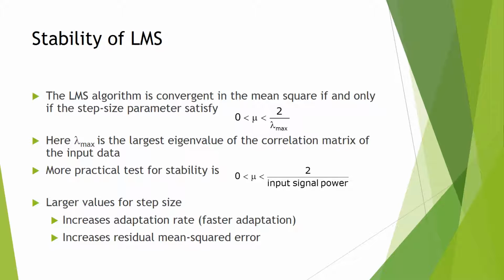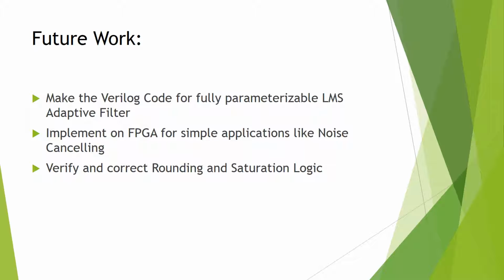So this was my presentation, and there are some future works that can be done, such as making the Verilog code for a fully parameterizable LMS filter. The Verilog code that I made for the LMS filter is parameterizable, but if we change the number of taps in the filter, then it needs some modification. So we can improve it for that, and we can implement it on an FPGA for a noise cancelling algorithm. And I think there are still some errors in the rounding and saturation logic, because of which the error diverges for a little while, but it is fine as it converges eventually. So that was it.